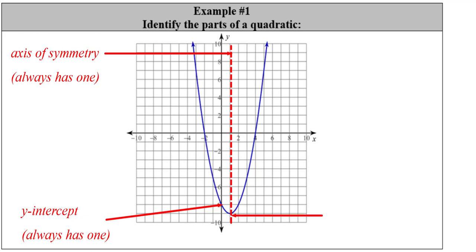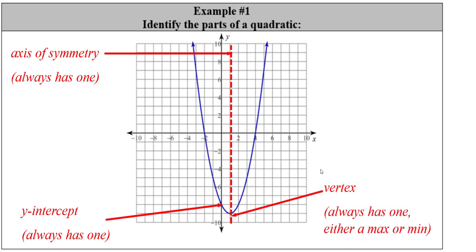Okay, and then this is what we call our vertex. So we have a vertex, and our vertex is always going to have 1. There will always be one vertex. And let me add a second note in here. I changed that up. So it always has 1, and it is either a max or a min.